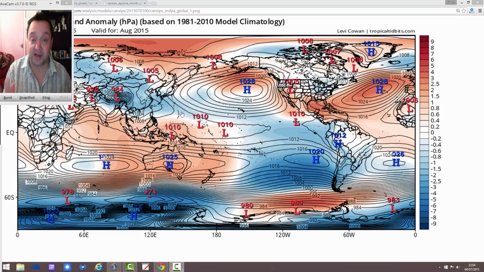the Canadian model today, the CANSIPS model, which is a seasonal model and goes out to an extended range. I've just started using this, so I've not really got any experience of it. I don't know how reliable it is, but I thought we'd have a run through the charts and just have a look and see what it's showing on this Sunday morning. Hope you enjoy the leisurely look at the CANSIPS model.